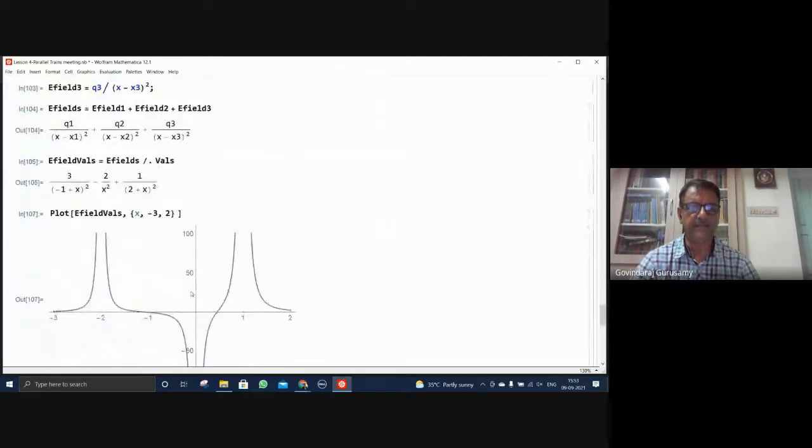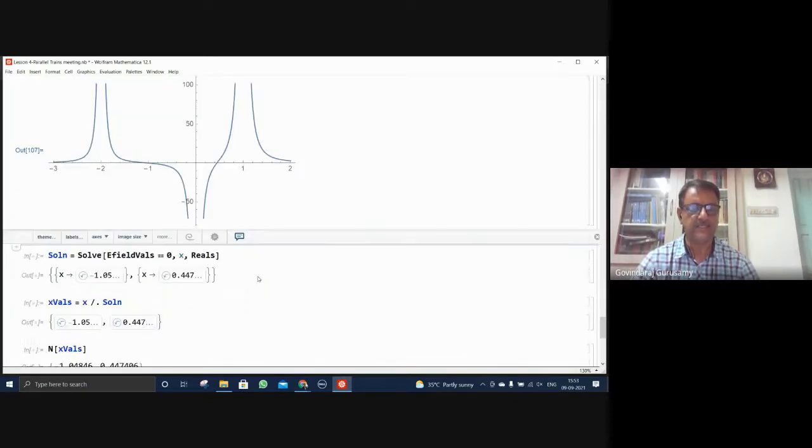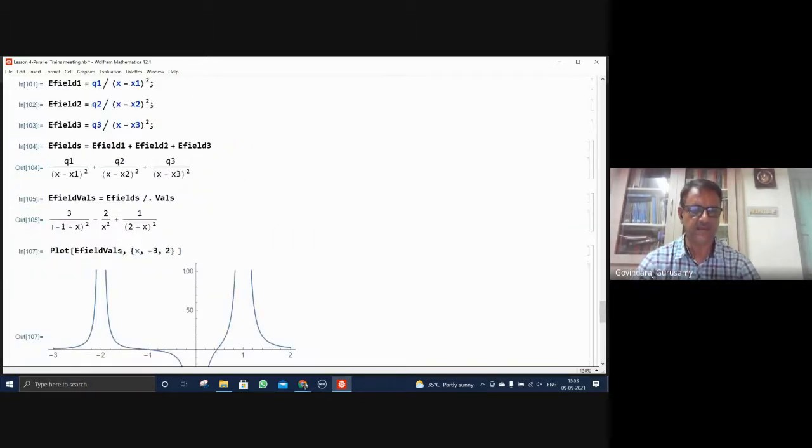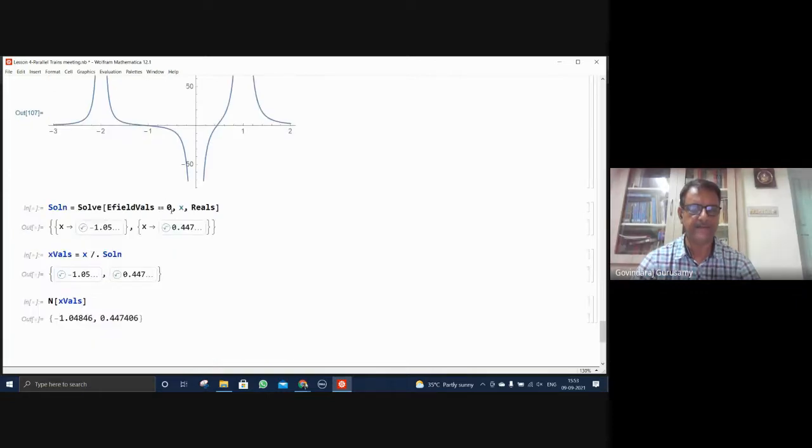What does it mean? This is your field, and it goes to 0 at this point. This goes to 0 at this point. And of course, beyond that it also goes and touches the axis. Now within this region of x varying from somewhere between -3 to 2, I find there are two places where it goes to 0. Solve the field values plotted here, take it equal to 0, and find the real roots. I find two different places.